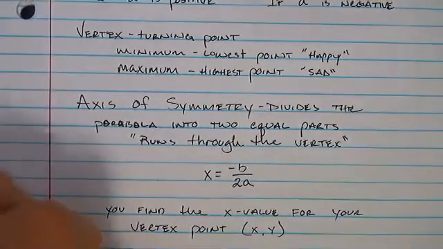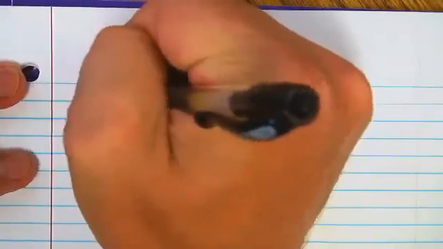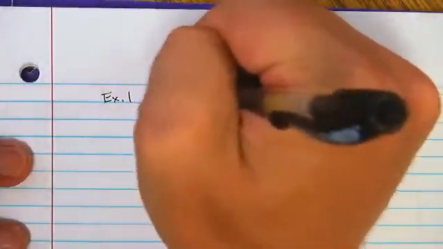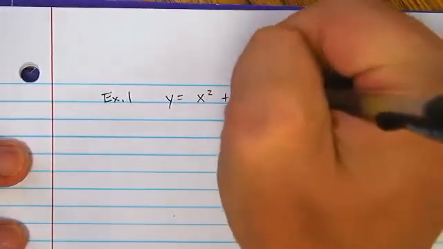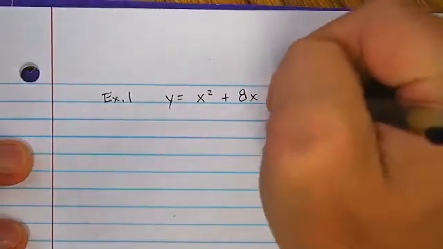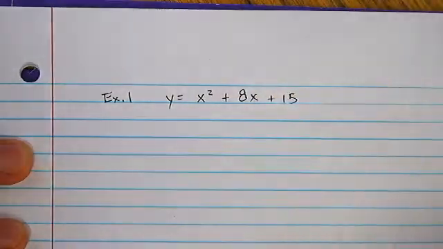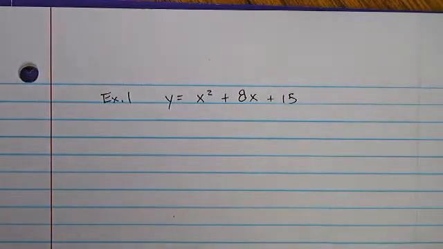Okay, so let's look at an example. Keep in mind, we're just sketching these. We don't have a graph, but this is our equation. So example 1 is y equals x squared plus 8x plus 15. I can already tell you a lot about this without even graphing it, without typing in my calculator, just by looking at it.